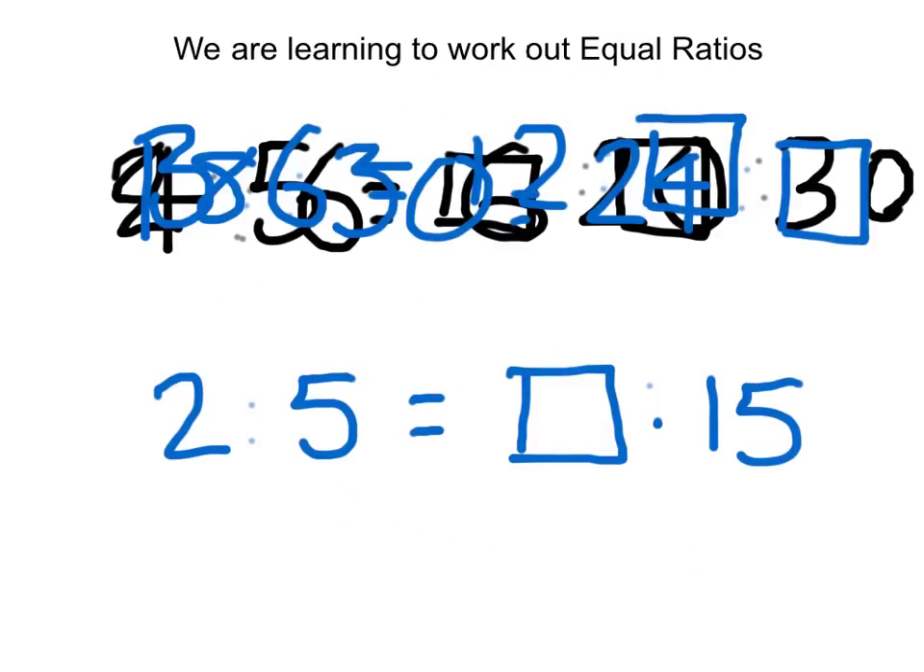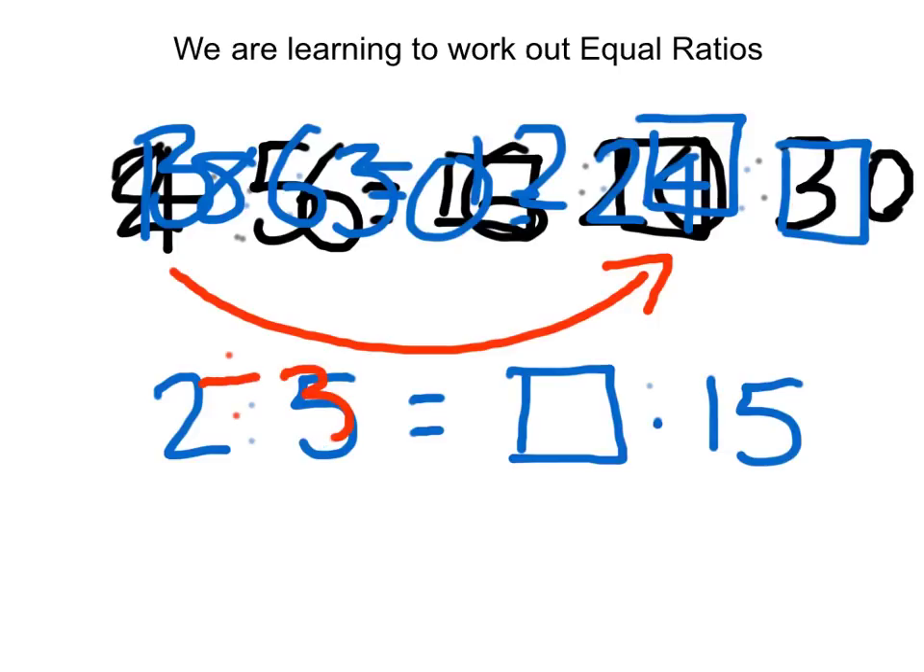Okay, this example here is a little bit trickier. 18 to 30 equals 24 to what? We can't go from 18 to 24 in one move with multiplication or division. So we need to think about using a couple of moves. I'm going to divide 18 by 3 because that equals 6, and then I'm going to times it by 4, and that equals 24. 6 times 4 is 24.